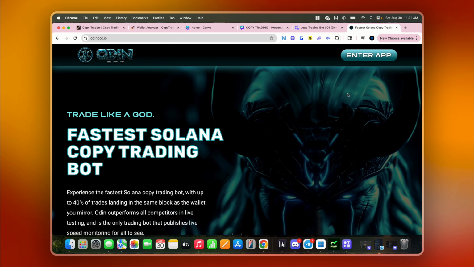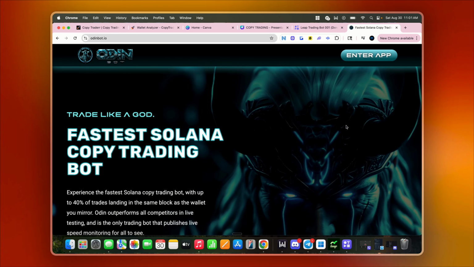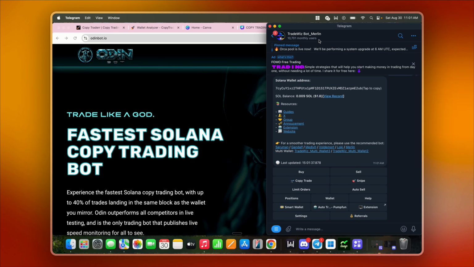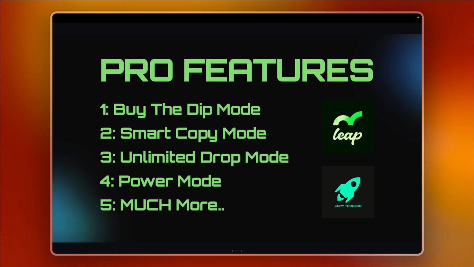Before I do that, I just want to mention that Leap has everything that all other copy trading bots have. So if you're a fan of Odinbot or if you're a fan of TradeWiz, then you're going to be able to do everything that you can in those bots within Leap, with the addition of these pro features that no one else has. I'm a huge fan of Odinbot. I work with the dev, talk with them often, same with TradeWiz, and I still use those bots. They are very beginner friendly.